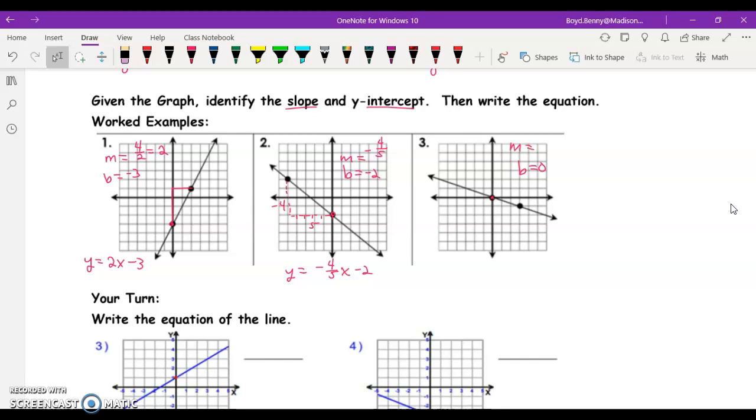and my slope is negative 1 over 3. Therefore, my equation is y equals negative 1/3 x plus 0, or just y equals negative 1/3 x.